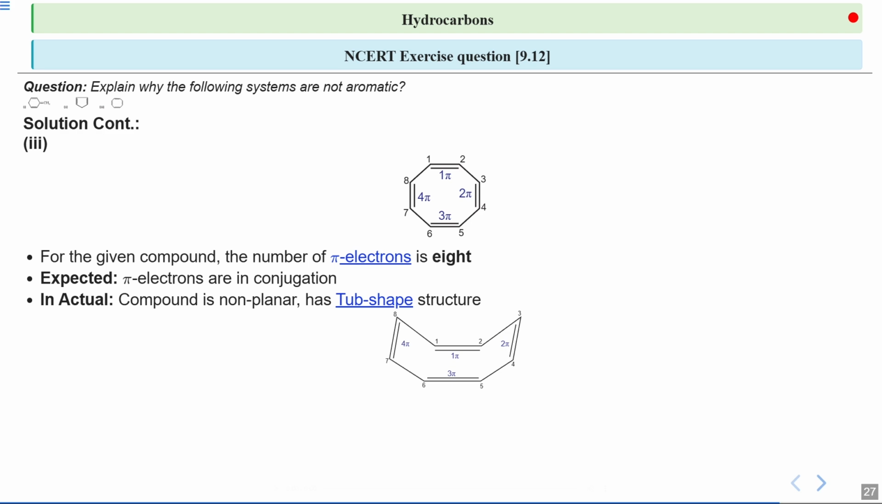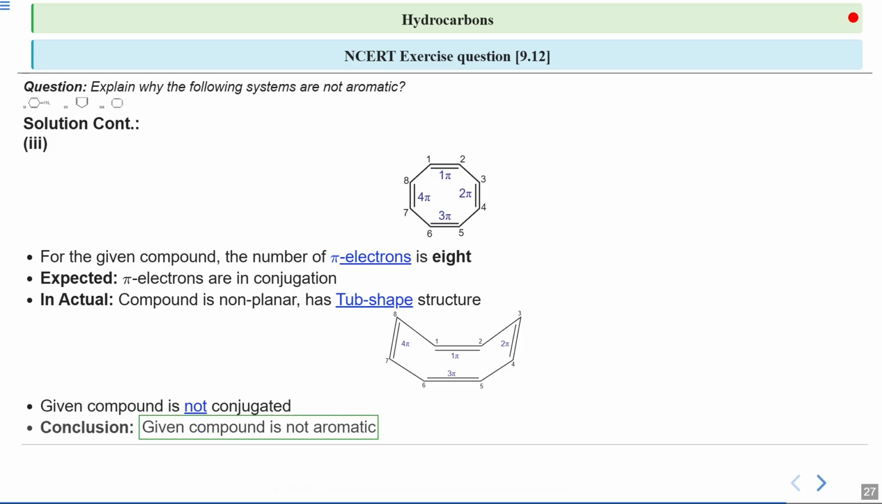And due to this non-planar nature, it will be non-aromatic, because you know that anti-aromatic compounds are less stable than non-aromatic. So your compound takes such a configuration, the tub shape, so that it can go from anti-aromatic to non-aromatic. So the given compound, due to its lack of planarity, is not conjugated fully over the ring, and hence the compound is non-aromatic.